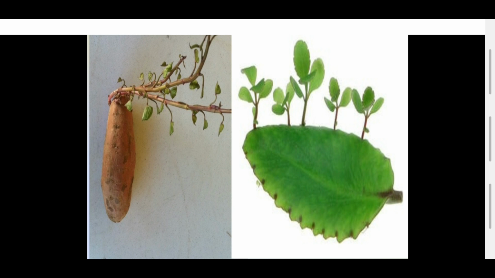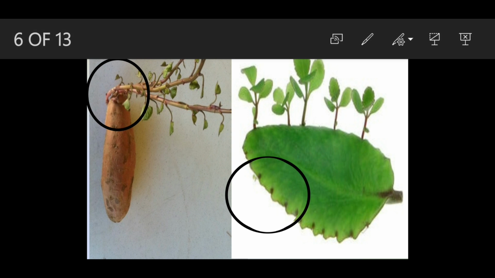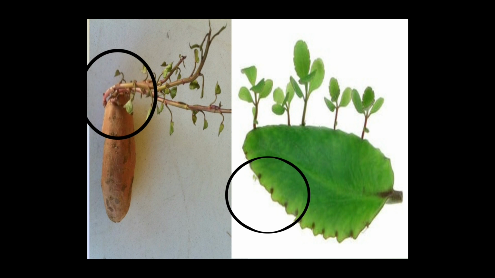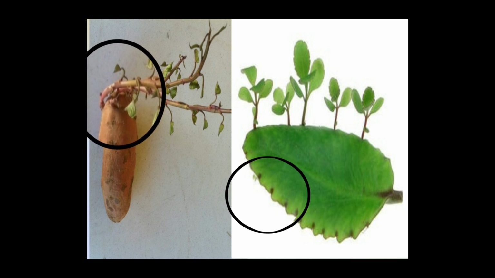What did you observe in the samples? You can see here sweet potato as well as bryophyllum leaf. How do you think they reproduce? Which parts of the plants help to make new plants? What do you conclude from it? Now if you look carefully, the sweet potatoes have bud-like structures like the potato. These bud-like structures can give rise to a new plant.